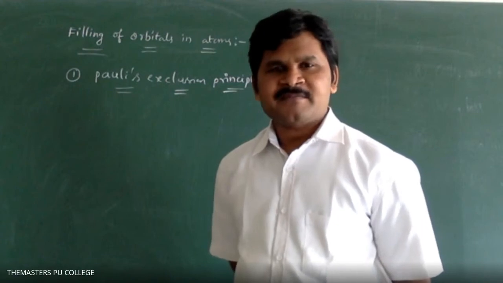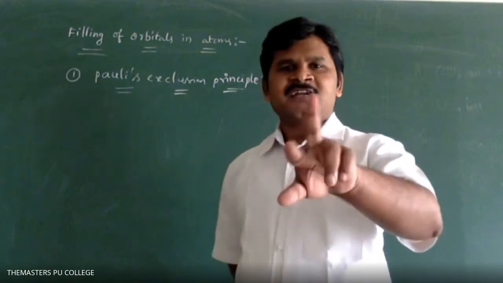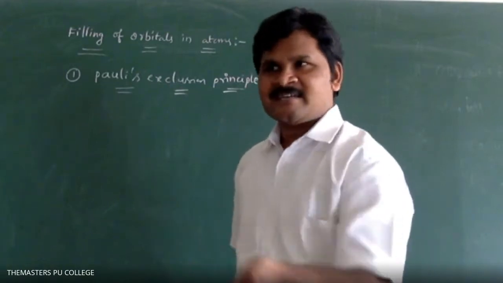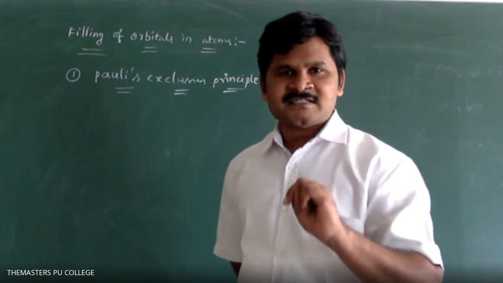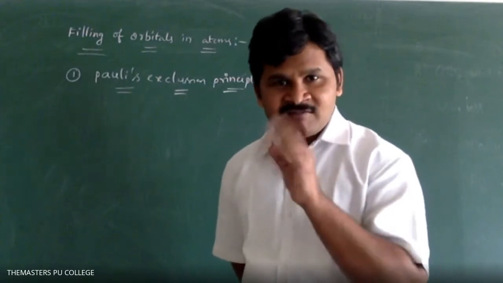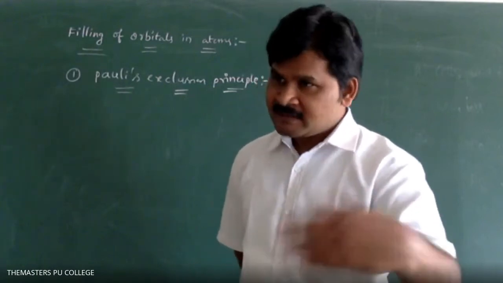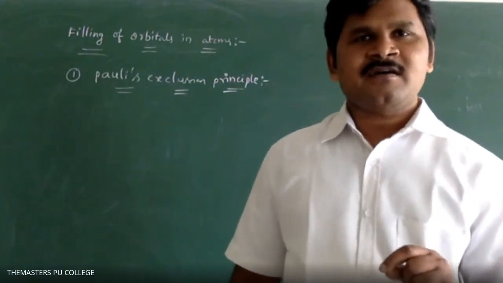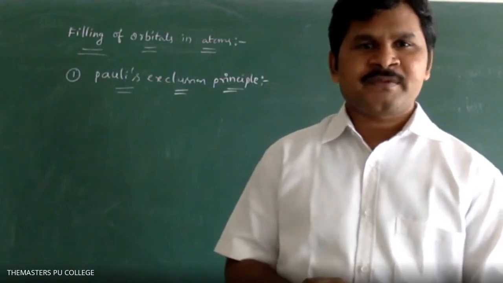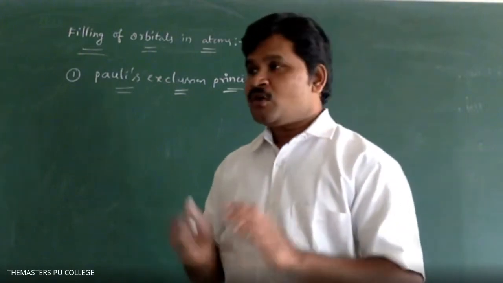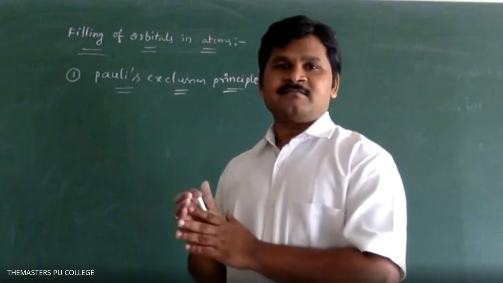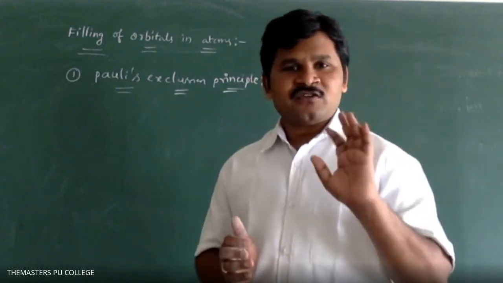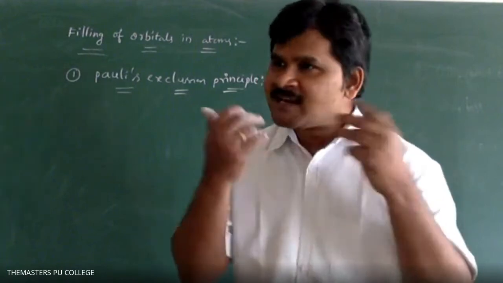What is the meaning? Whatever two electrons you take, for those two electrons the quantum numbers are not the same. That is the statement of Pauli, the scientist's name. Pauli's exclusion principle is what? No two electrons in an atom. In an atom, if you take any two electrons, all their quantum numbers are not the same.